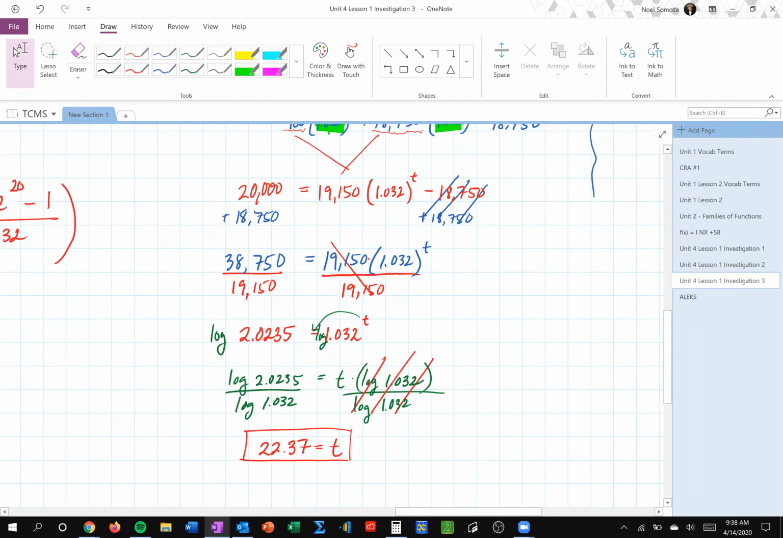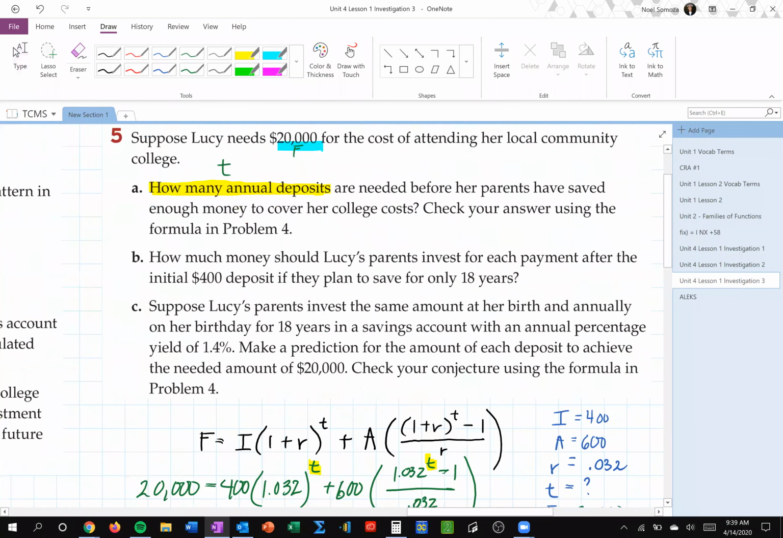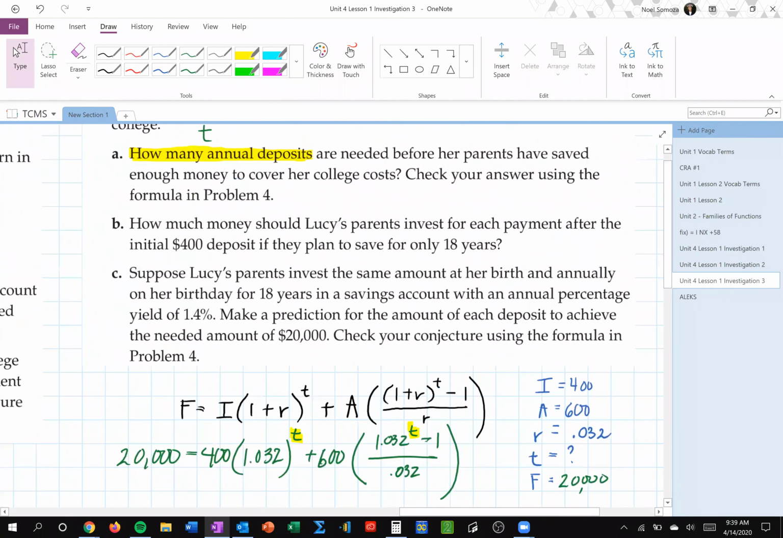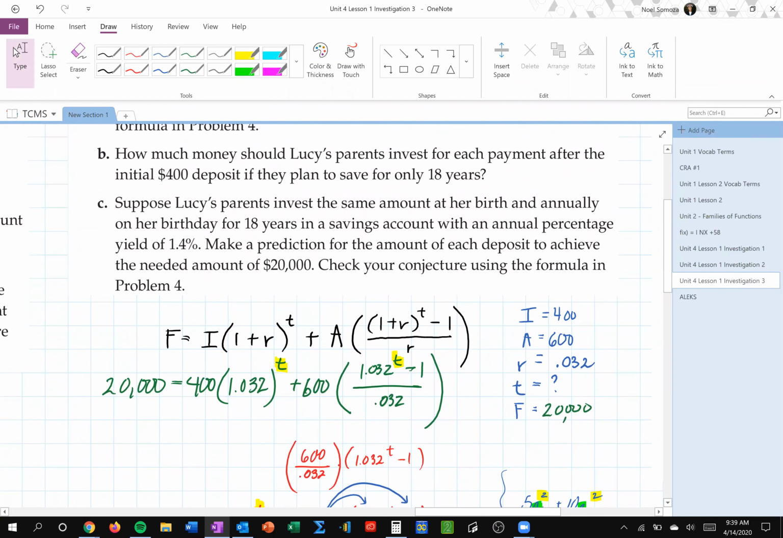All right, so that was part A. Let's see what we can do for part B. How much money should Lucy's parents invest for each payment after the initial deposit if they plan to save for only 18 years? After reading this, read it to yourself and think about what variable we're going to solve for now.